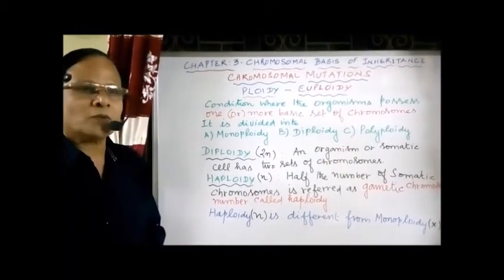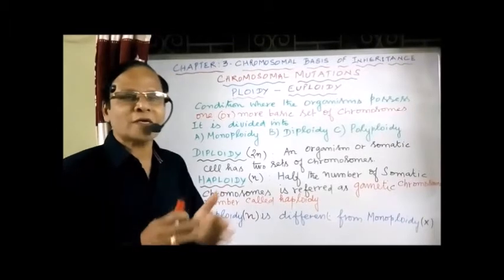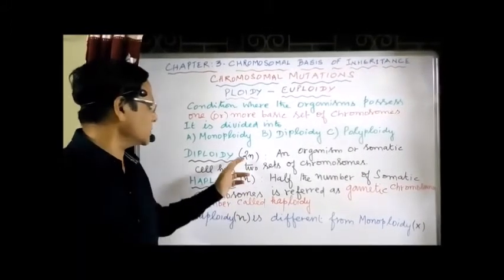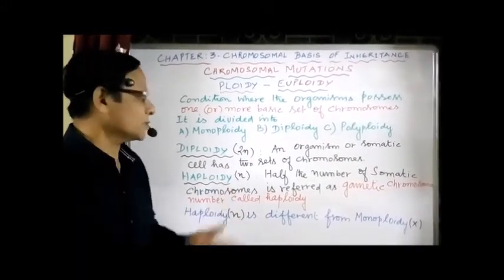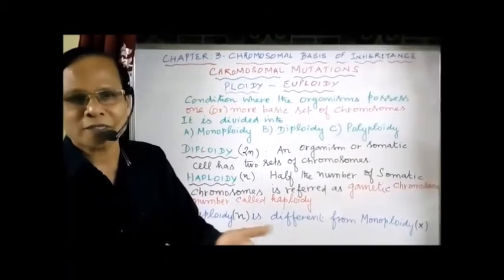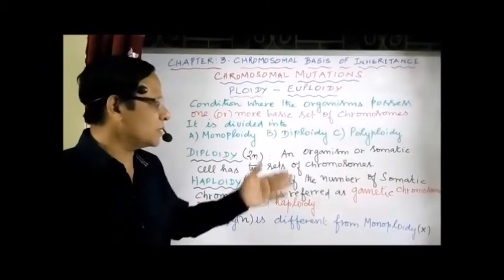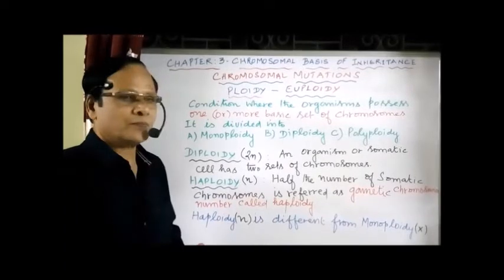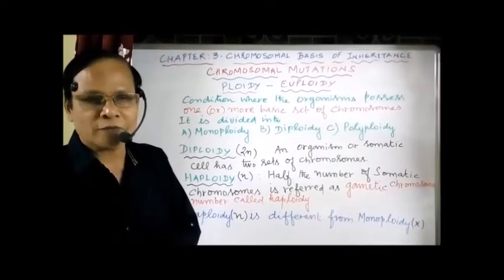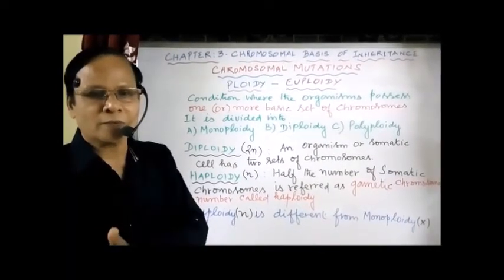You know very well what diploidy is. It is a condition in which an organism or a somatic cell has two basic sets of chromosomes, and that is called the diploid condition. Now what is haploidy? Half the number of chromosomes of the somatic cells. This is referred to as the gametic chromosome number, or we can say haploid. You can find it only in the case of gametes, hence it is called the gametic chromosome number.